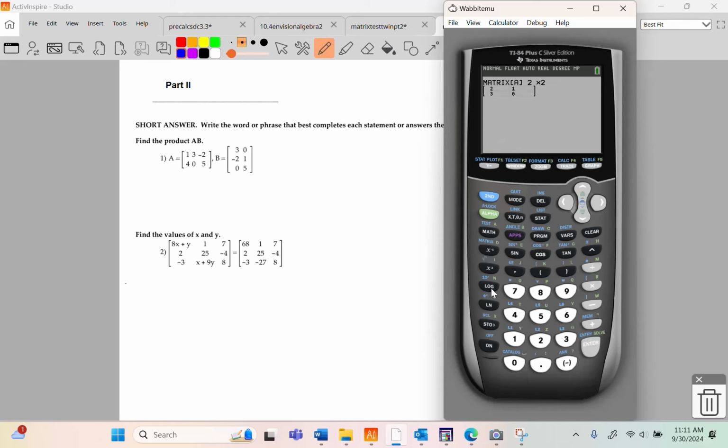A is a 2 by 3. It contains the elements 1, 3, -2, 4, 0, and 5. And I meant that. I feel like if you've seen this done once, you shouldn't need instruction a second time. But I'm not everybody. Scroll down to B. B is a 3-row, 2-column matrix.